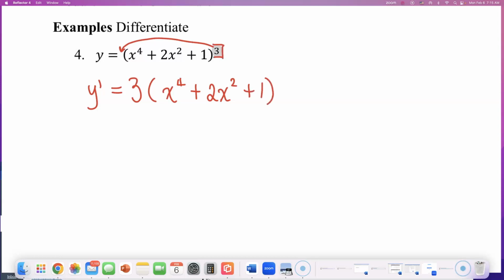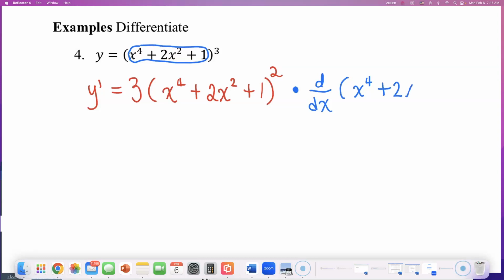And this exponent of 3 will go down to 2. So don't stop there, because this is the derivative of the outside part. Now we have to multiply this by the derivative of the inside part. And this is the inside part. So say that you're taking the derivative of x to the 4th plus 2x to the 2nd plus 1.